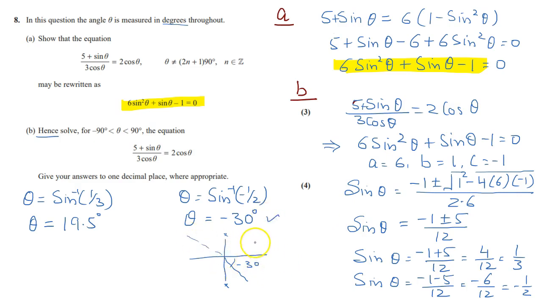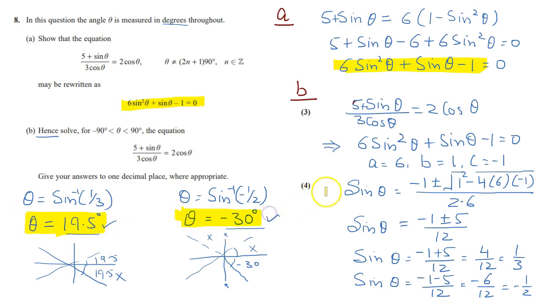Then this is negative, ASTC. So just consider this, this is the answer only. And for this one, this is 19.5 and this is 19.5. So our answer is this, but this is positive, so ASTC, this is a negative, so this will not be the answer. So the only answer is 19.5. So the value of theta will be 19.5 and negative 30 degree.